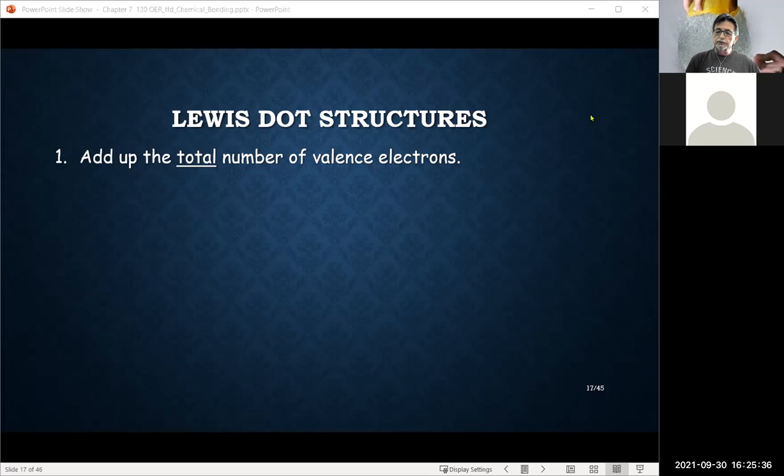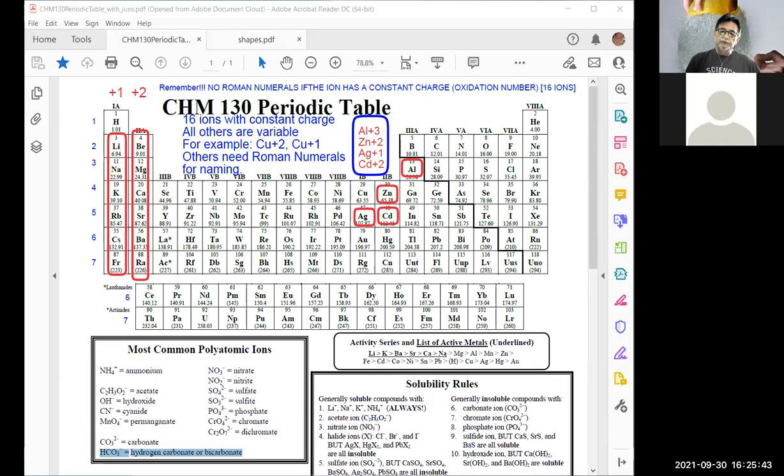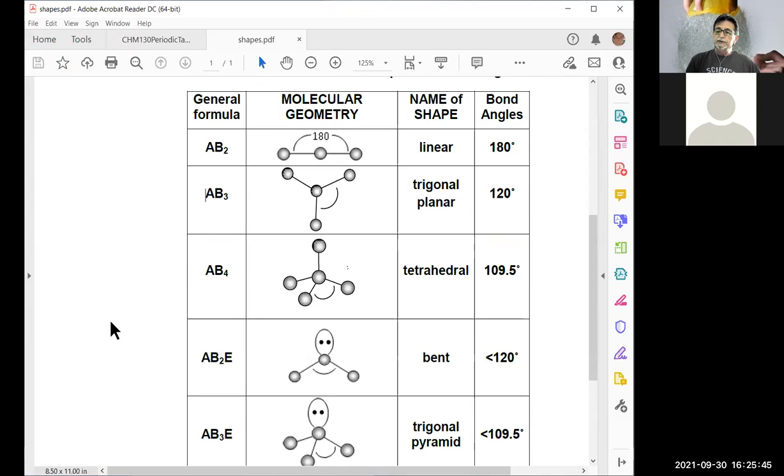Now here, we also need to use the shapes table. So if you've not printed that for yourself, you may want to do that, because once we find a structure, and we're going to do some examples, that gives us what's called a general formula. And the general formula consists of 3 letters. And I can't overemphasize this. It is a general formula. It's not specific to anything. And it consists of 3 letters.